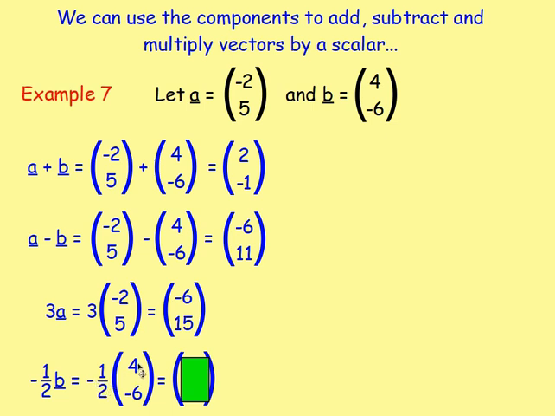So a half of 4 is 2, and when you multiply through by the negative, you will end up with negative 2. For the negative 6, half of negative 6 is negative 3. If you multiply through by the negative, the negative will make a positive. So you get positive 3. So negative a half b would have the components negative 2, 3. And doing that, working with the components, rather than having to draw them all out, is so much quicker.